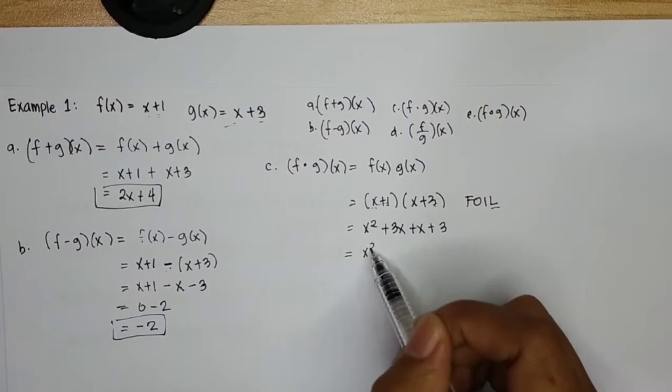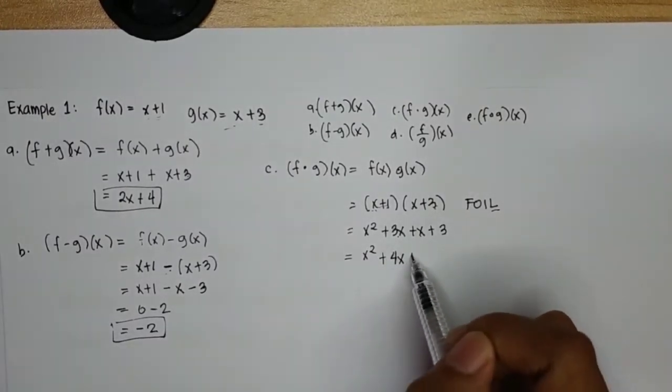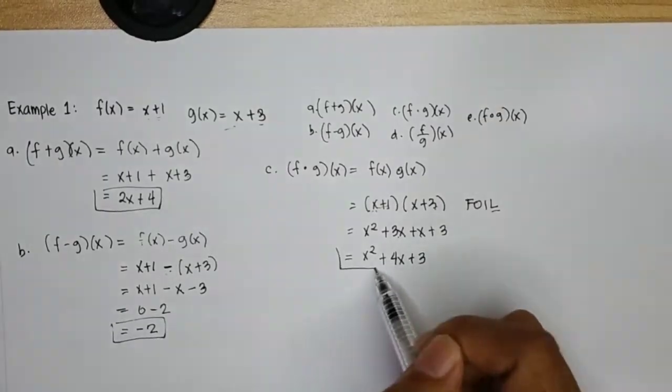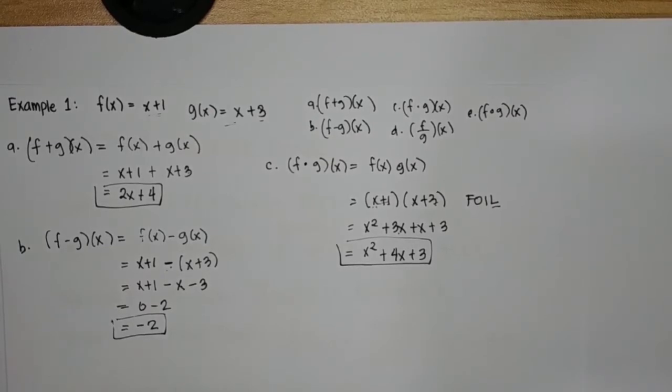So we have copy x squared, 3x plus x, that is 4x. So plus 4x, then plus 3. So copy natin yung positive 3. So that will be our product of our function.